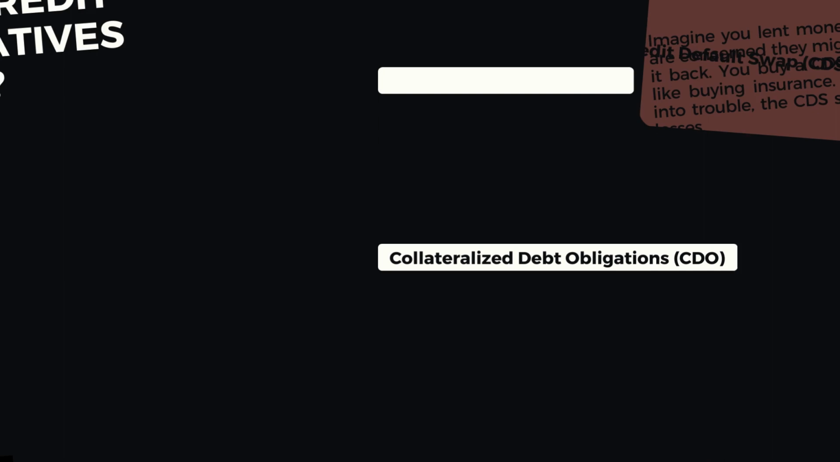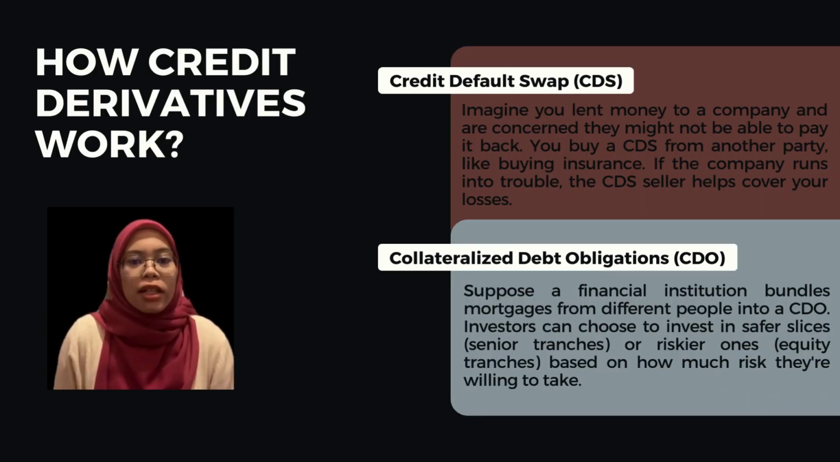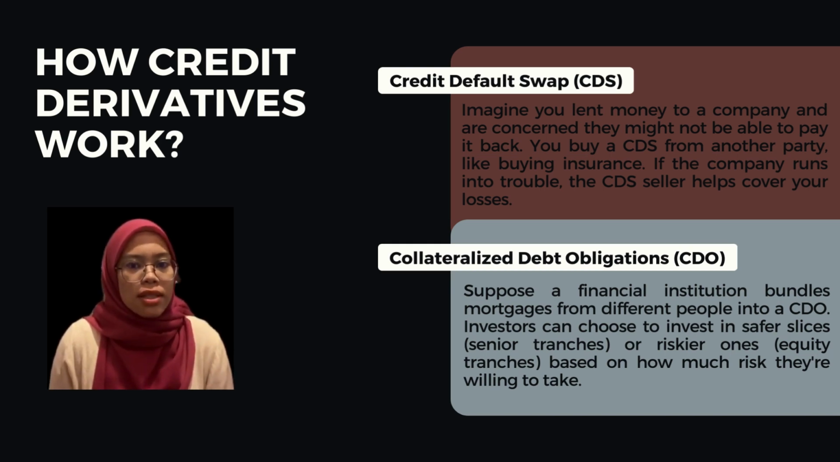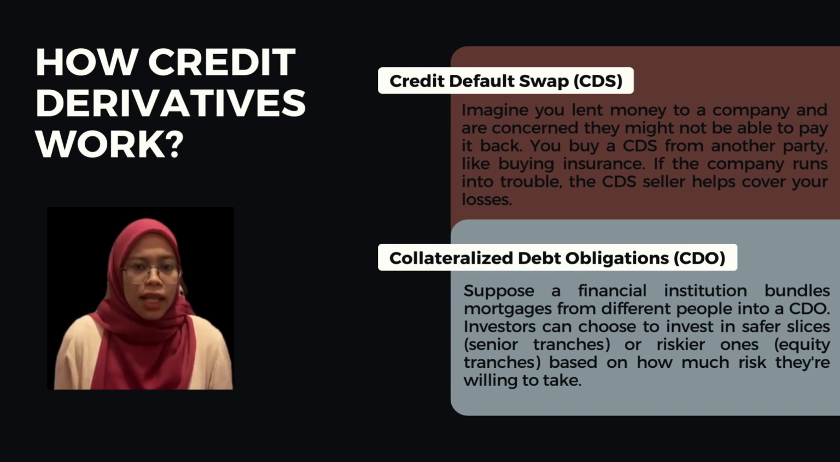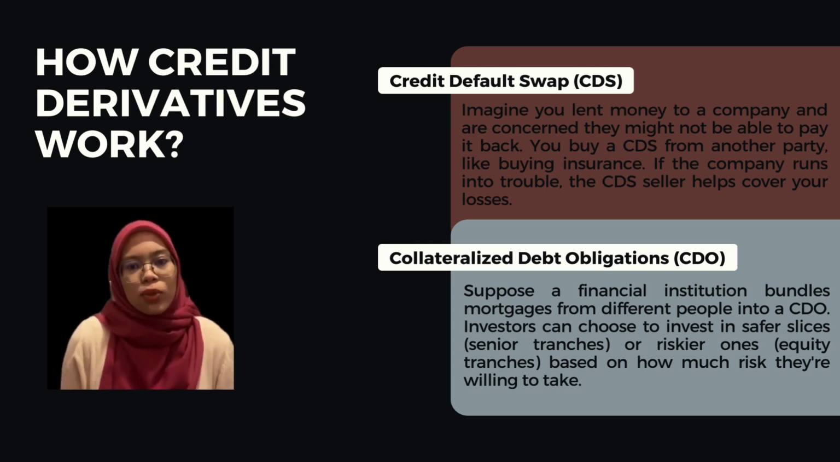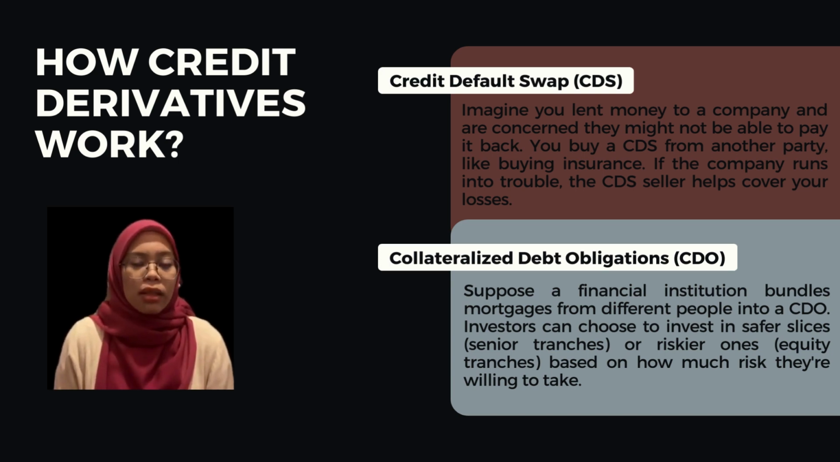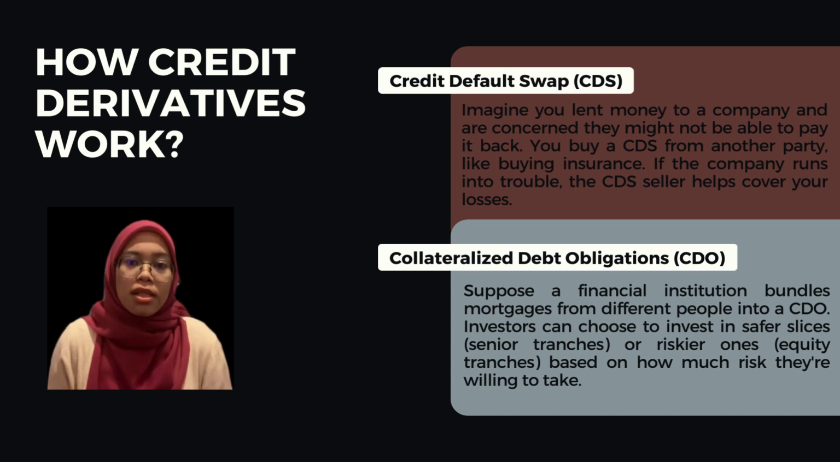We are moving on to how credit derivatives work. Here are two scenarios that illustrate the use of credit default swaps or CDS and collateralized debt obligations or CDO. As for the CDS, imagine you lend money to a company and are concerned they might not be able to pay it back. Then you buy a CDS from another party, like buying insurance. If the company runs into trouble, the CDS seller helps cover your losses.